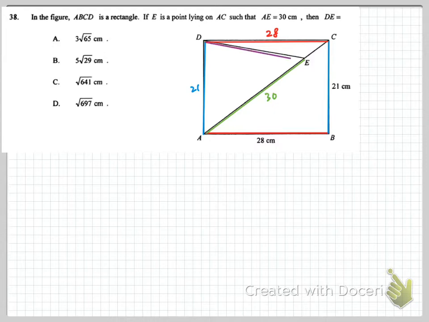Now the first thing to do is what I call a focus triangle. The focus triangle is the one that contains your answer. In this case, that would be the triangle containing DE. Now there are two candidates for this focus triangle. We can pick this one, triangle CDE, or we can pick this one, triangle ADE. Which one to pick depends on how much information you can gather on that triangle.